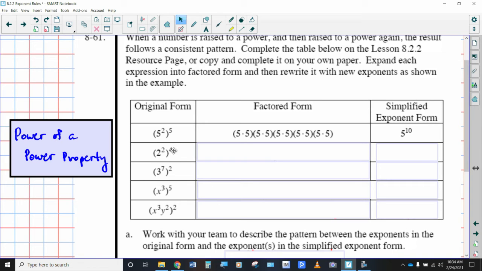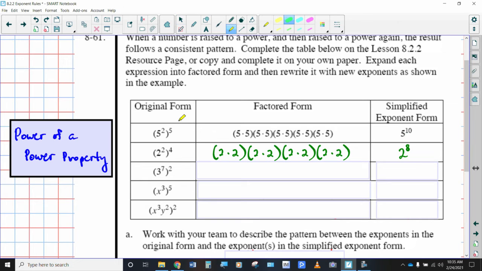2 squared raised to the 4th power means we're going to expand that 2 out, or the 2 squared, 2 times 2. And now this exponent says you got 4 of those being repeatedly multiplied. So that becomes 2 times 2 times 2 times 2 times 2 times 2 times 2 times 2. Well, how many total 2s are being multiplied all the way across? There would be 8 of them. So this simplifies down to 2 to the 8th power.